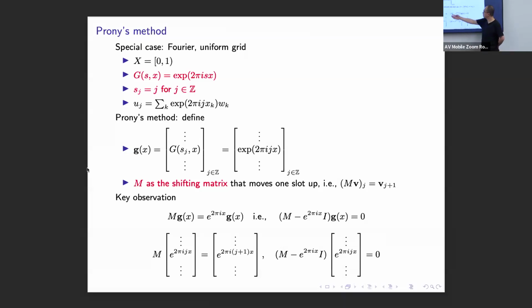I'm going to write it this way. My shifting operator minus e to the 2 pi ix times the identity, applied to G, is going to be equal to 0. Okay? I'm writing down these matrices explicitly so that you can see what's actually going on. This is quite simple. What this says is that e to the 2 pi ix is a generalized eigenvalue of this operator, and G is a generalized eigenvector.